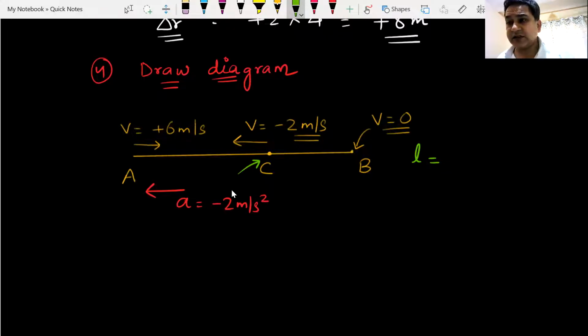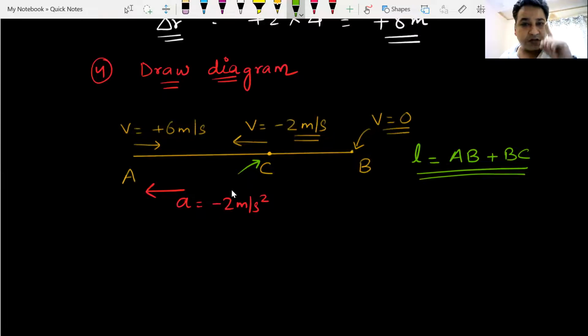What is the total distance traveled by the particle? The length of the path. So first it has gone from A to B, so you have to find the length of the path AB. Then it has gone from B to C back, so you'll have to add the length BC. When you add AB with BC, you will get the total length of the path, which is the total distance traveled. Am I clear with this point?